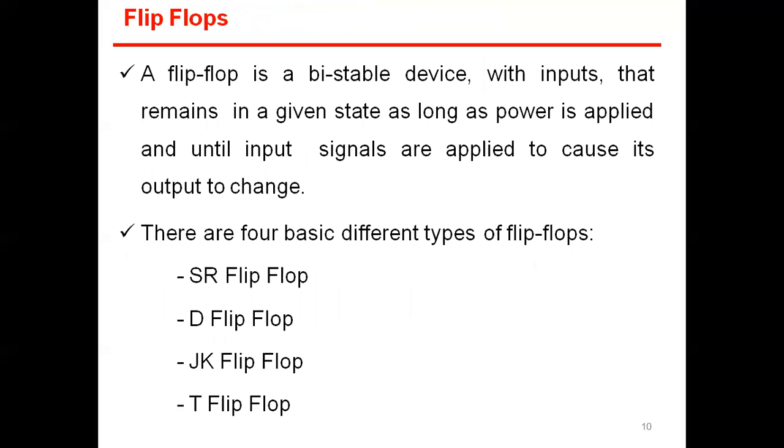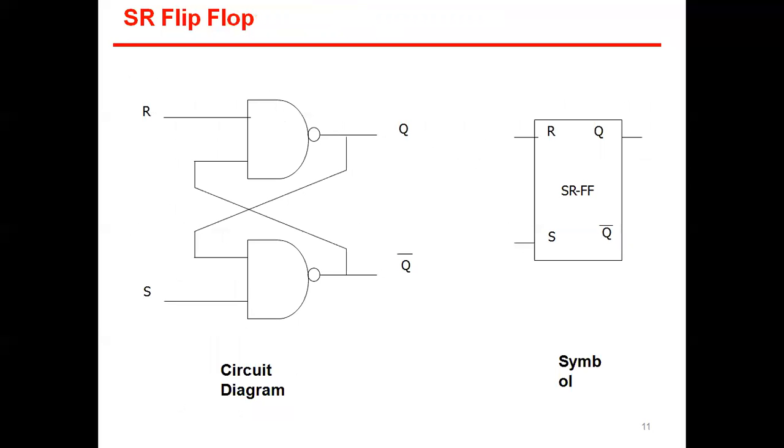Now, a flip-flop is a bi-state device with outputs that remain in a given state as long as power is applied and until input signals are applied to cause its output to change. There are 4 basic types of flip-flops: SR flip-flop, D flip-flop, which has a single input, JK flip-flop, which has 2 inputs, and T flip-flop. These 4 are the basic flip-flops.